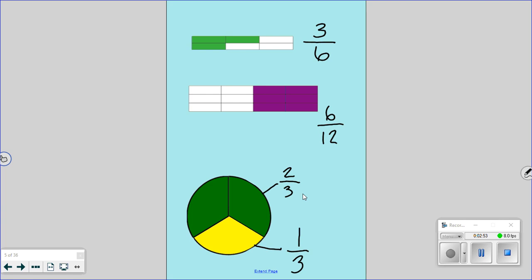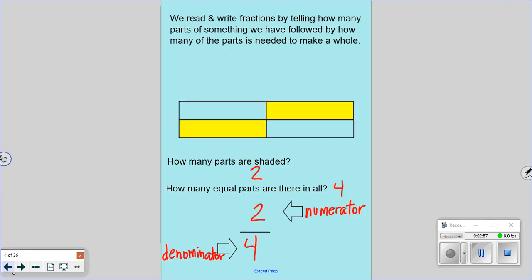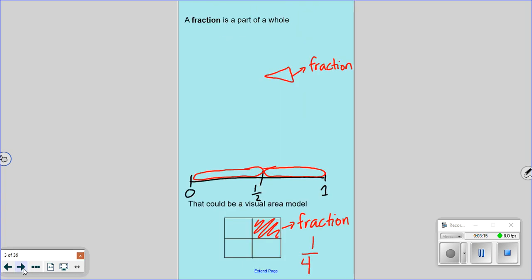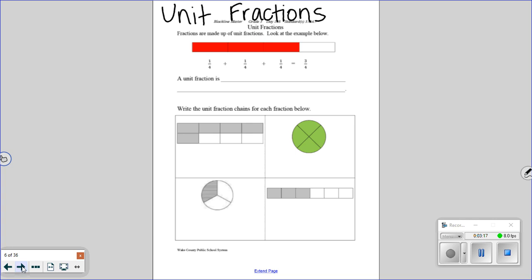So again, if I go back to the Ava cookie problem, where Ava and I are sharing this cookie, we ended up with 1/2. That 2 in the fraction 1/2 meant that there were 2 total pieces when I broke it in half, and I got 1 of them. So we're going to continue to name our fractions. And in fact, you can even count by fraction.